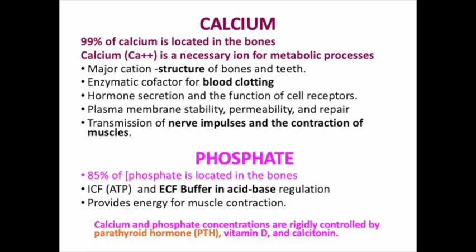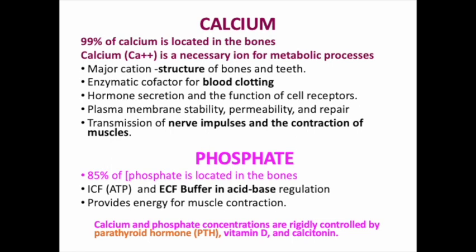Phosphate is located also in our bones. 85% of phosphate is located in the bones, and it is a buffer and acid-base regulation in both the ICF and ECF. And if you can think about ATP found in the ICF. Phosphate also provides muscle contraction ability and also provides energy.